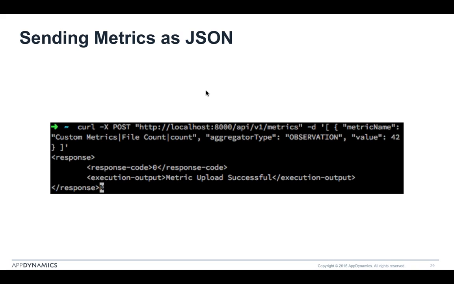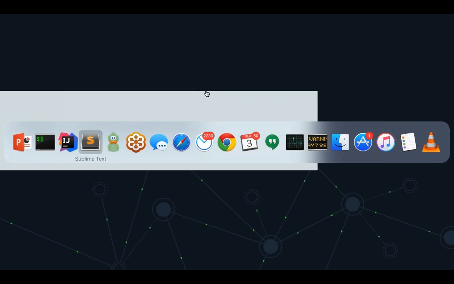Okay, so let's say you've written your extension. Now you want to see, where do I find this data in AppDynamics? What can I do with it? Okay, so let me pull up my test controller here.